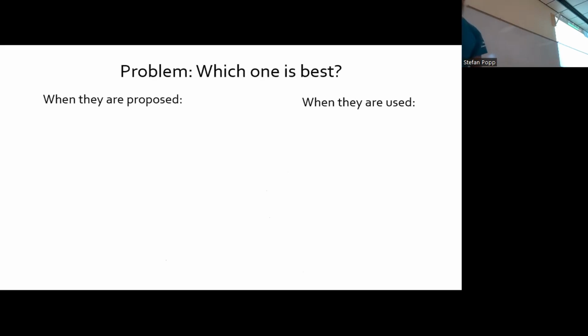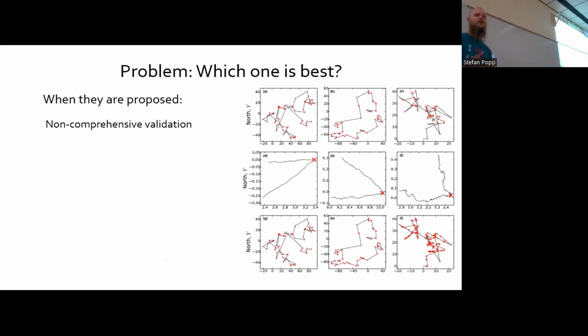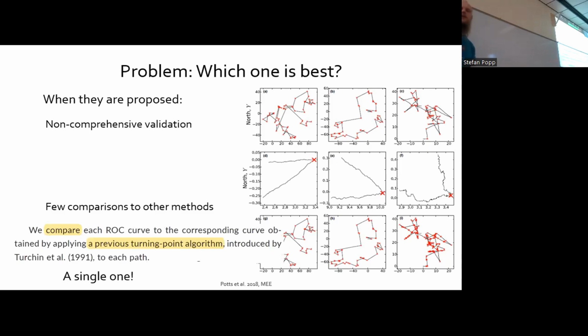And there are 2 aspects of this. When they are proposed in the literature for the first time, there's oftentimes not a really comprehensive validation. So, and this is still a good example, where they have 9 simulated tracks that they test this against, but oftentimes it is much less. And there are also very few comparisons to other methods. So in this example here, they compare their new method with one previous method. So this is 1 out of maybe 8 or 9 that have come before this method was published. And so maybe others are still better than the method that they have published in this paper.